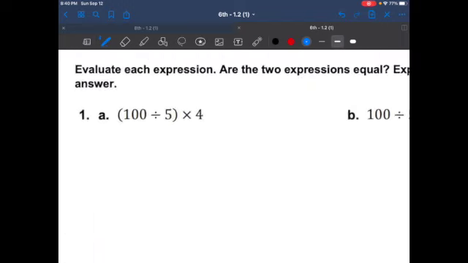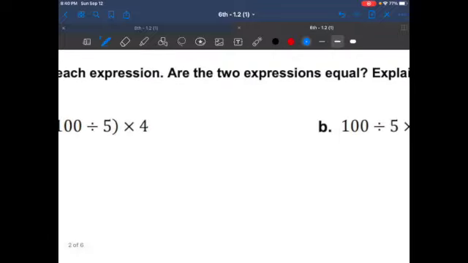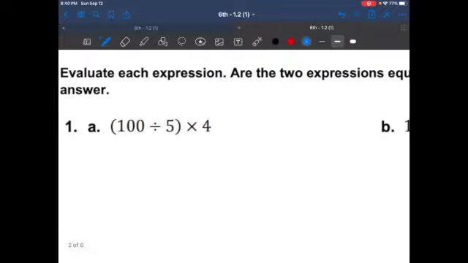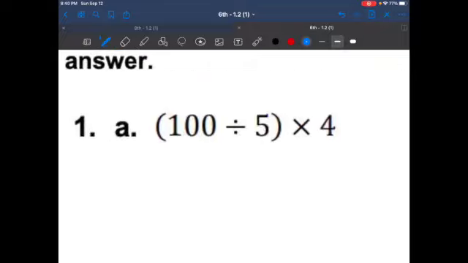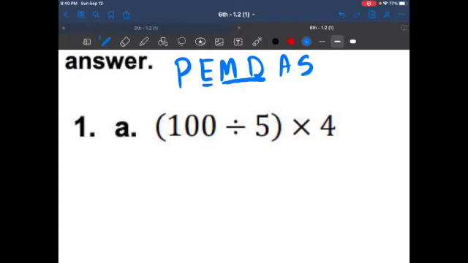Here is question number 1. It says, evaluate each expression. Are the two expressions equal? Explain your answer. Well, let's see. We're going to do them one at a time and solve them. So remember the word is PEMDAS. P stands for parentheses. E stands for exponents. Multiplication and division, we do it from left to right. I hope you guys know L to R, left to right. And then we do addition from left to right.